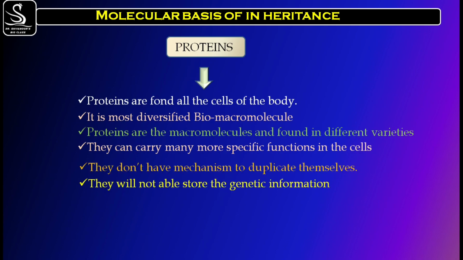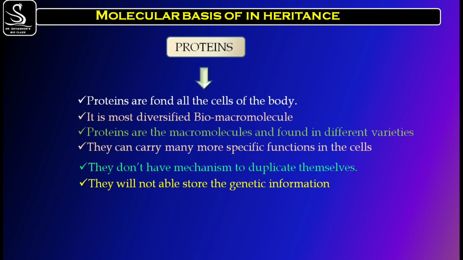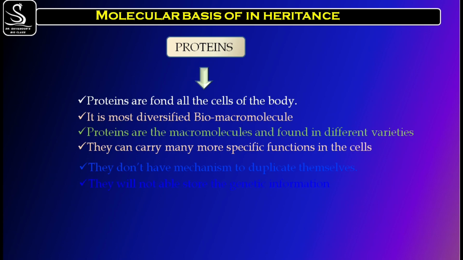What are the two properties we are saying here? They are not able to duplicate, and they are not able to store the genetic information. If they are not able to store genetic information, either in coded form or any other form, what is the use of accepting protein as a genetic material? That's why many scientists said the genetic material is 100% going to be DNA only. Here we have finally concluded that DNA is the genetic material.